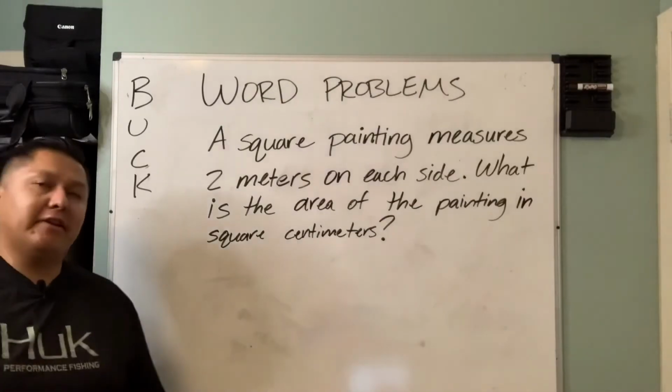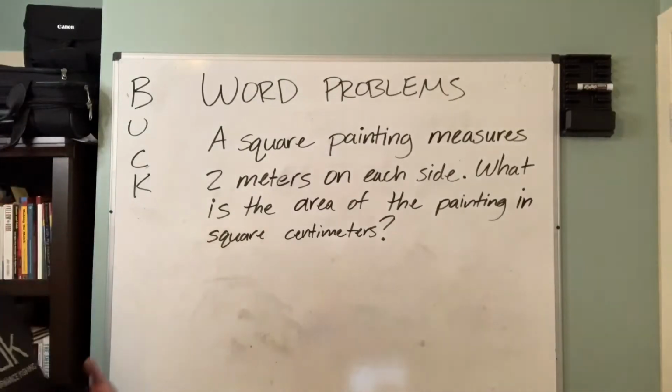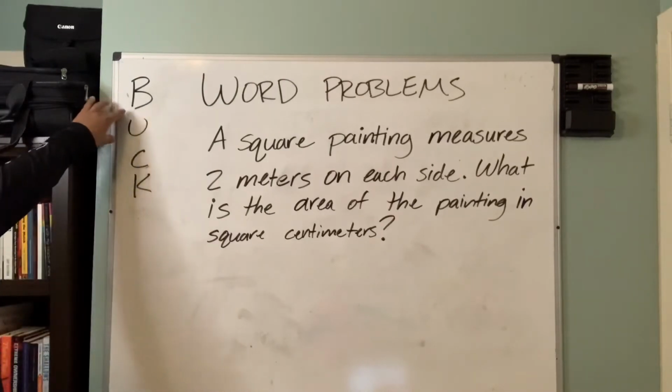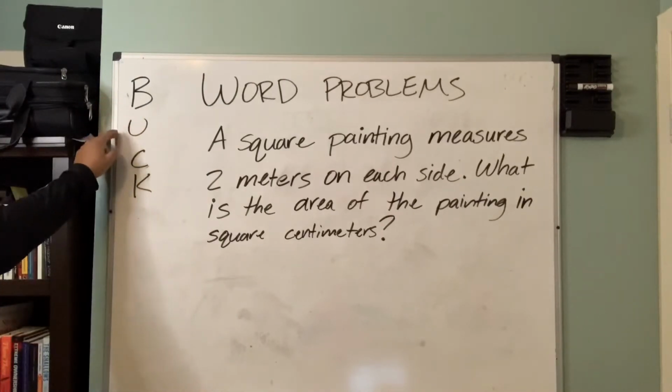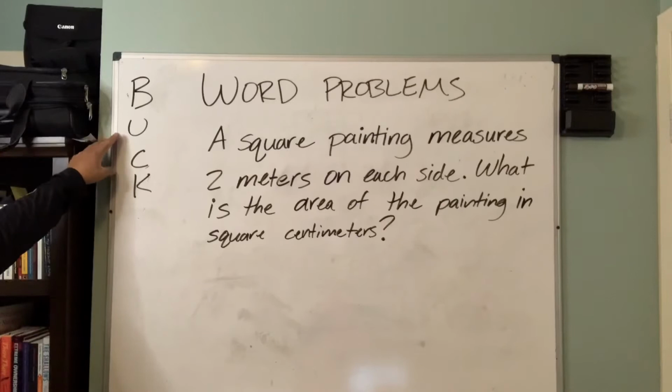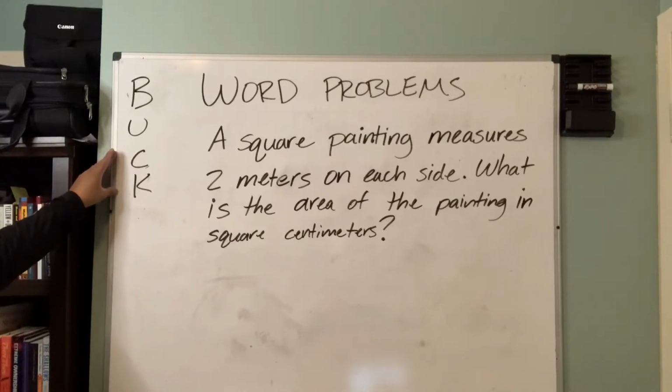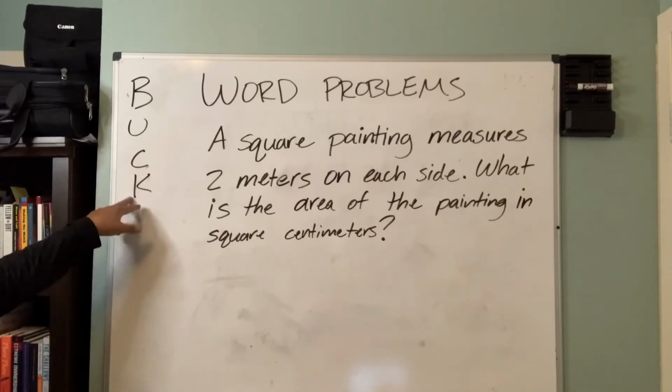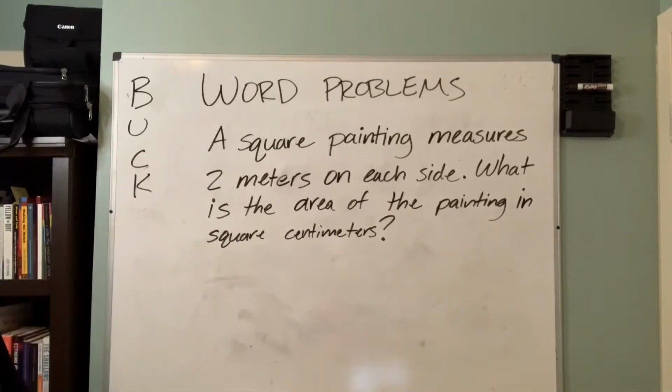One strategy that you could use is what we would call BUCK. Think of money. You want to box your answer. You want to underline the information that's needed, circle the vocabulary, and then knock out any unneeded information. And I believe that this is number 54 in your book on page 8.